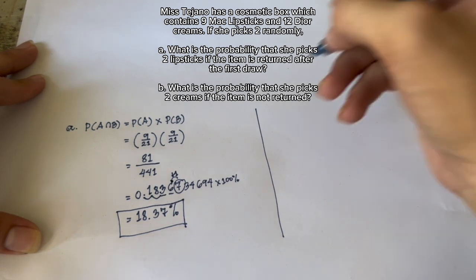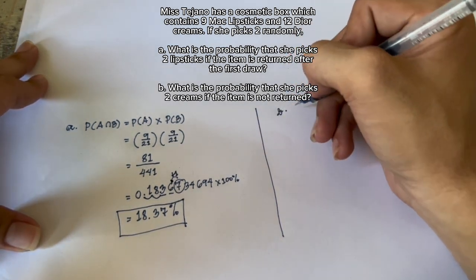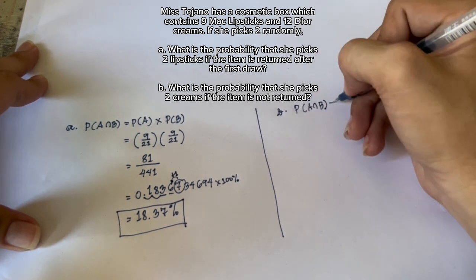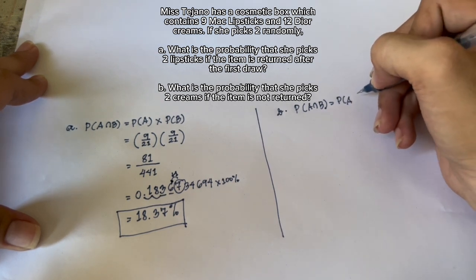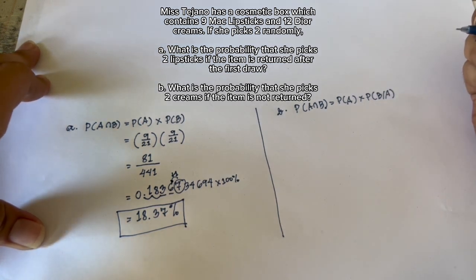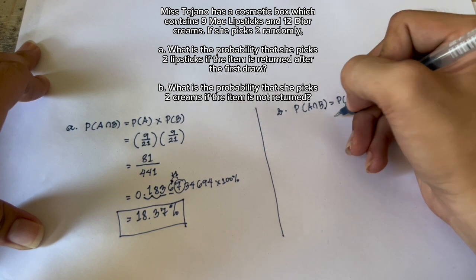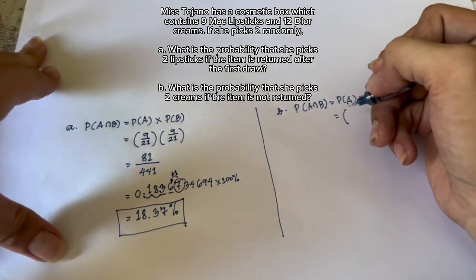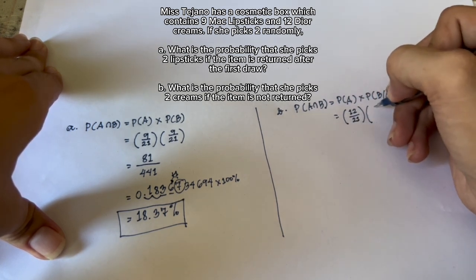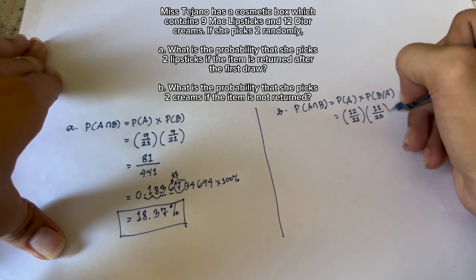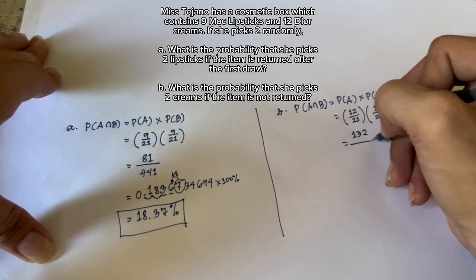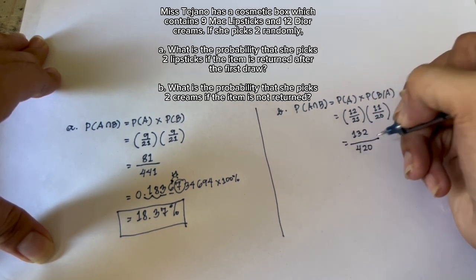Letter B, what is the probability that she picks 2 creams if the item is not returned? So it's a dependent event. The formula is the probability of A intersect B equals the probability of A times the probability of B given A. So how many creams are there? We have 12. So in the first draw, we have 12 over 21. Remember, the item is not returned, so how many are left? 11 over 20. Very good. Then let's multiply. 12 times 11 is 132. 21 times 20 is 420.